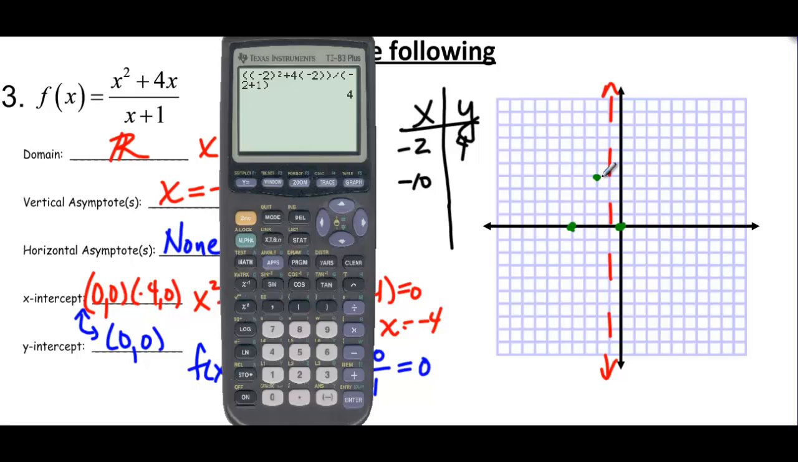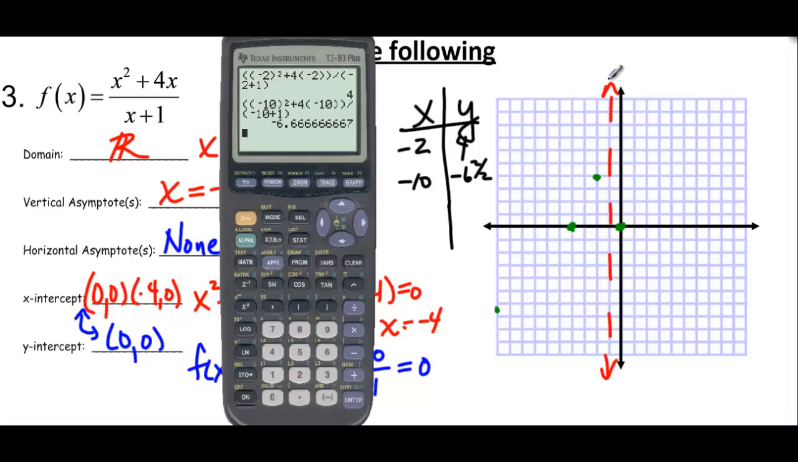Okay, but let's see what happens further out, because I don't have this horizontal line to go towards. So I'm going to do the same thing, but now I'm just going to insert a negative 10. Make sure you remember to substitute that in for each place. Then I'm going to hit enter, and I get negative 6 2/3. So again, I'm going to get the point (negative 10, negative 6 2/3).